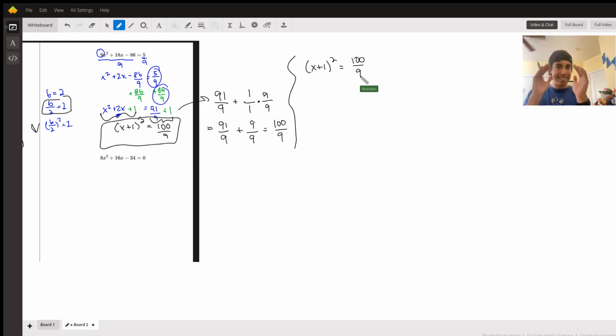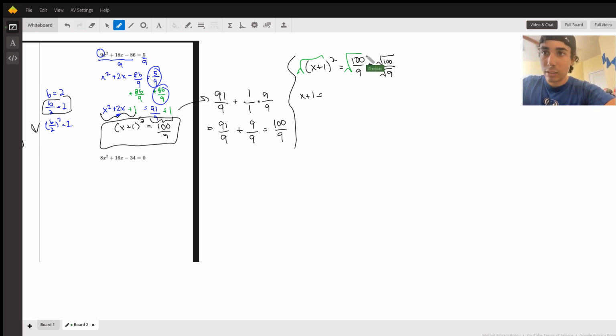And remember, once we've condensed it, we've got it in the parentheses and squared, our next step is to take the square root on both sides. All right, let's take our square root. So that's going to give us x plus 1 equals. Now remember, when you're taking the square root of a fraction, you take the square root of the top and then the square root of the bottom. So this would be the same thing as saying the square root of 100 over the square root of 9.